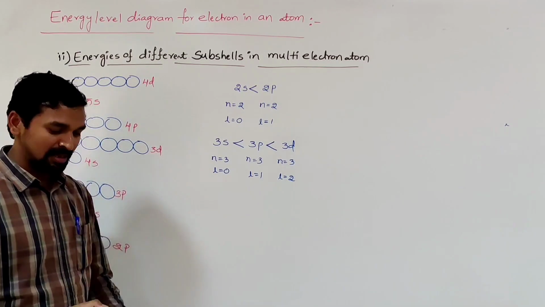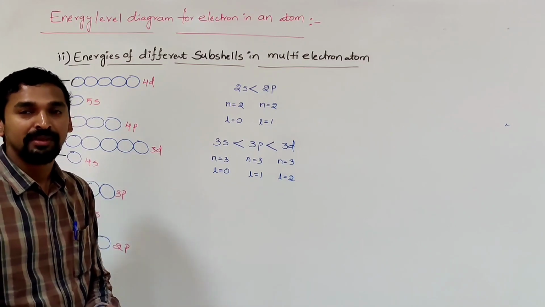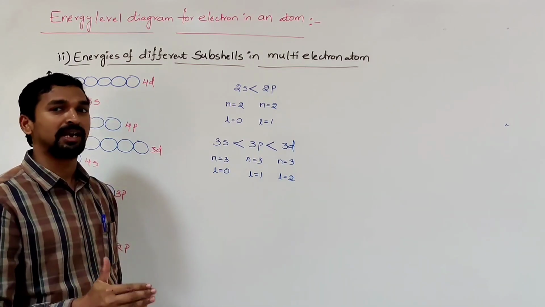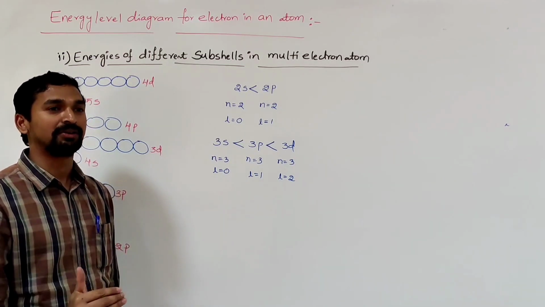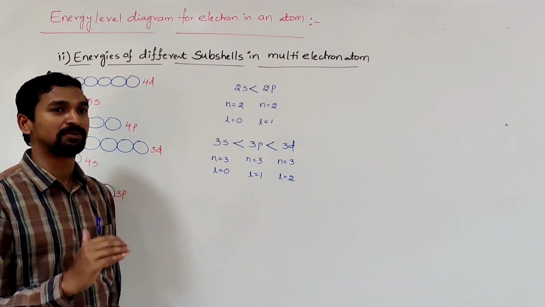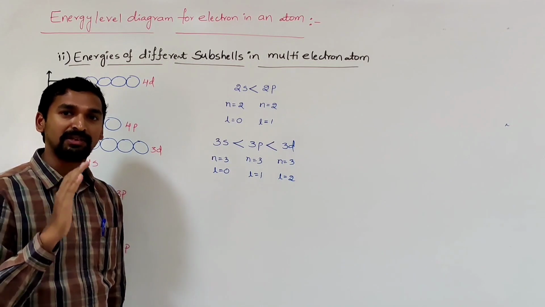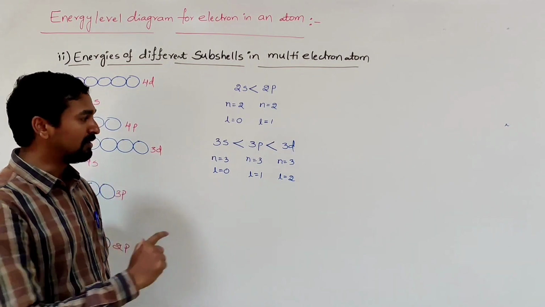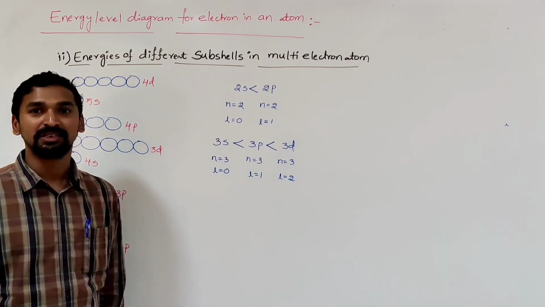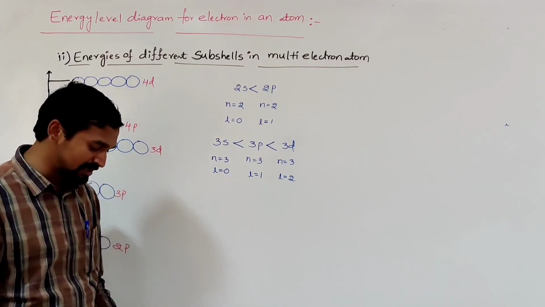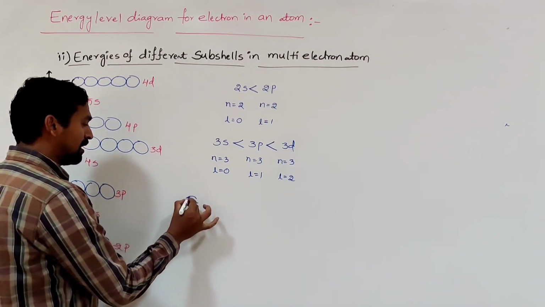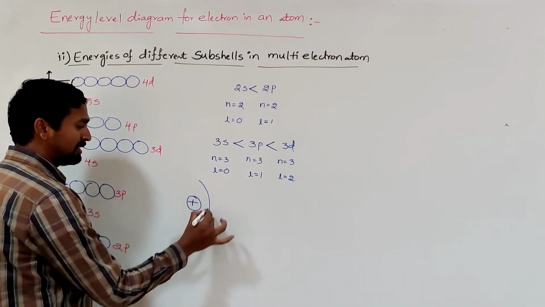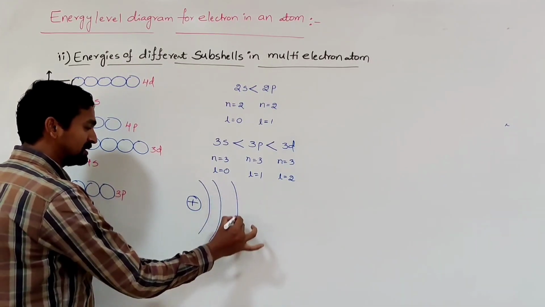Then immediately the question comes to our mind: why is it different from the hydrogen atom to multi-electron atoms? Why in the hydrogen atom do all the subshells in a principal energy level have the same energy, whereas in multi-electron atoms it is different? The reason, as you know very well, involves the nucleus and the different energy levels, for example.